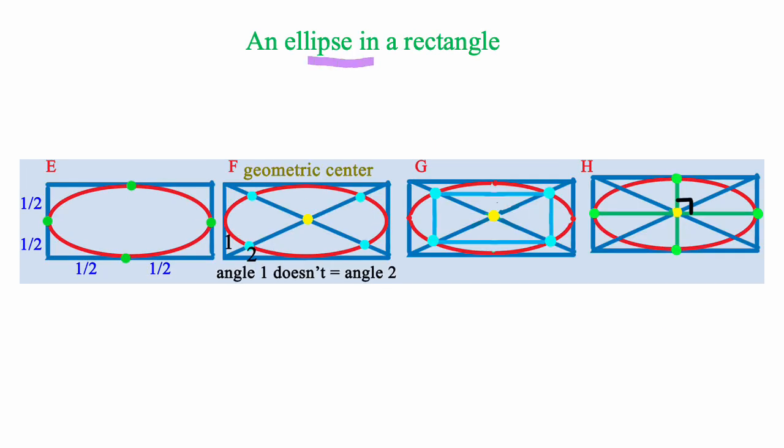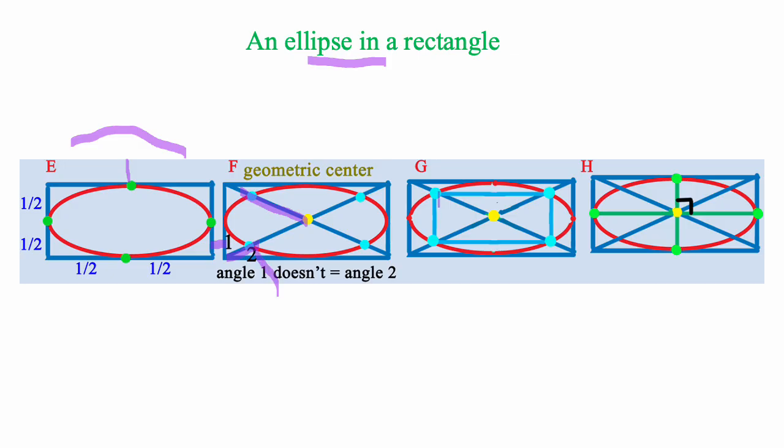Now let's discuss ellipses in a rectangle. Only one ellipse fits into any particular rectangle. The ellipse is tangent to the middle of the sides of the rectangle. The diagonals of the rectangle meet at the geometric center, which I'll describe in a bit. They can't be perpendicular, nor can they bisect the right angles of the rectangle, because if they did, then the rectangle would have to be a square. As the rectangle elongates, angle 1 gets larger and angle 2 here gets smaller.